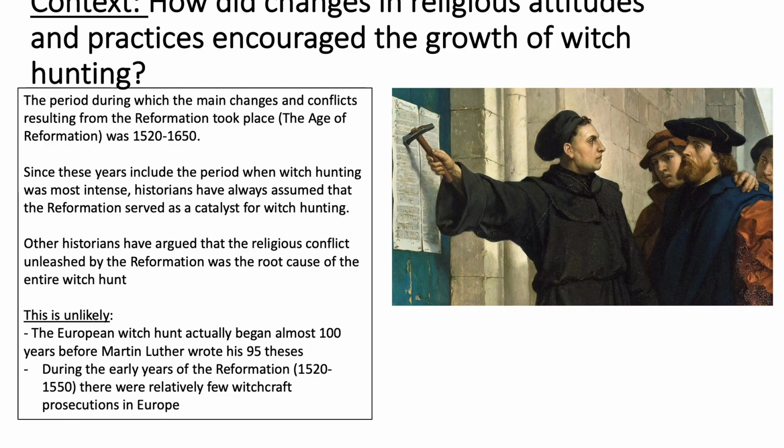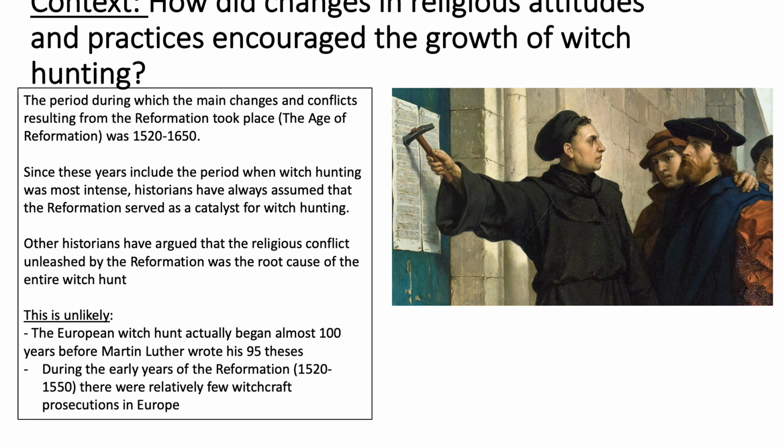So a bit of context, a bit of background. You've got an image there of Martin Luther, credited with kickstarting the Reformation. We're looking at the question: how did changes in religious attitudes and practices encourage the growth of witch hunting?